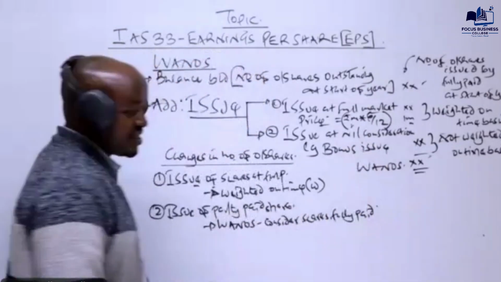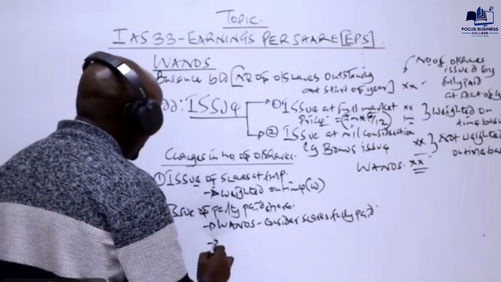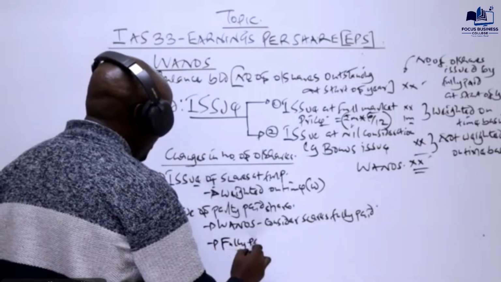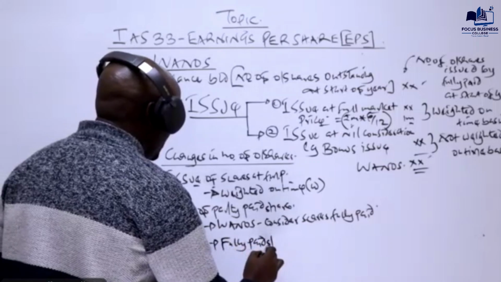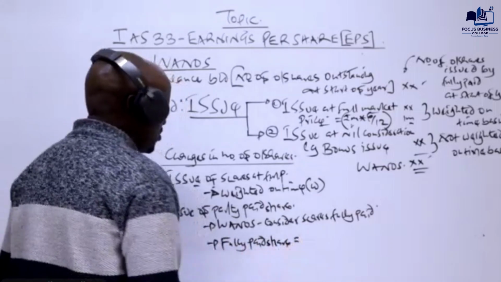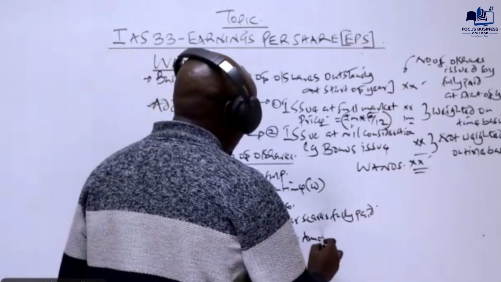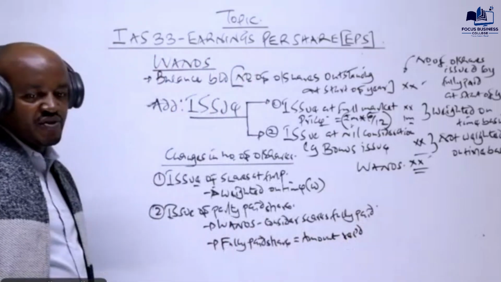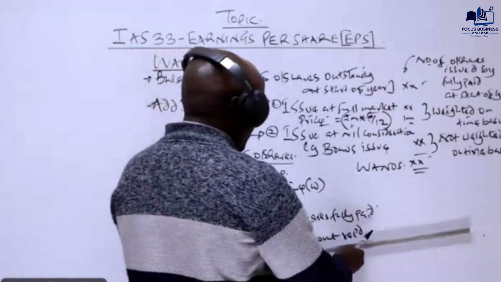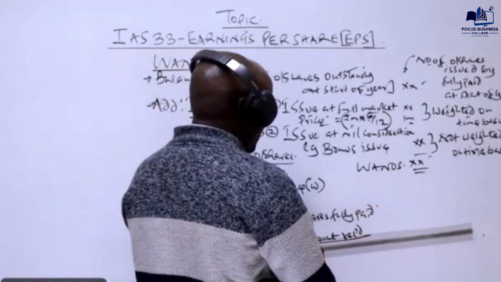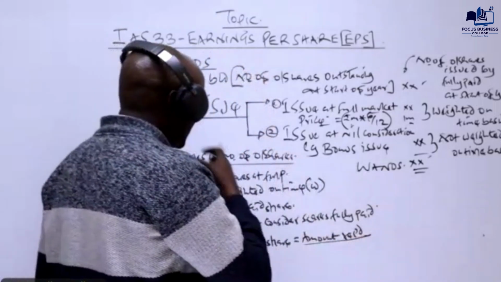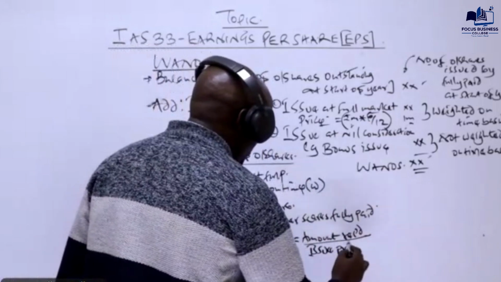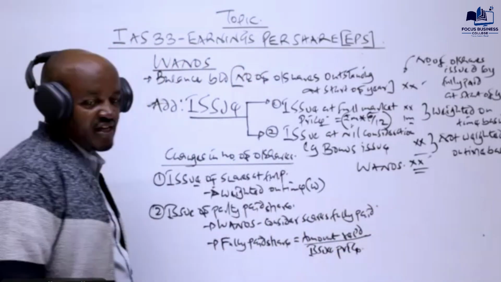And basically, to compute the shares which were fully paid, there is a formula which we use. We compute the amount received from the shareholders. So how much amount was received from the shareholders in relation to those shares which were issued, and then we divide that with the issue price. So the shares were issued at an amount of how much?